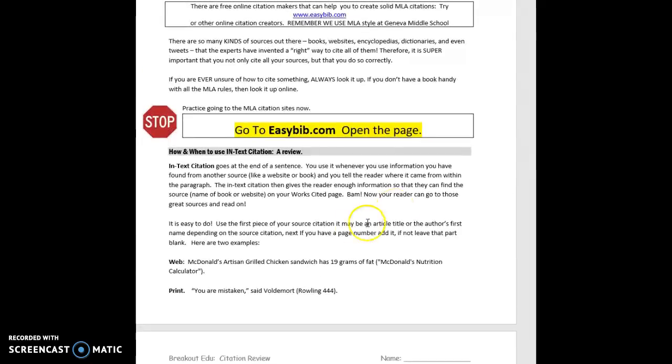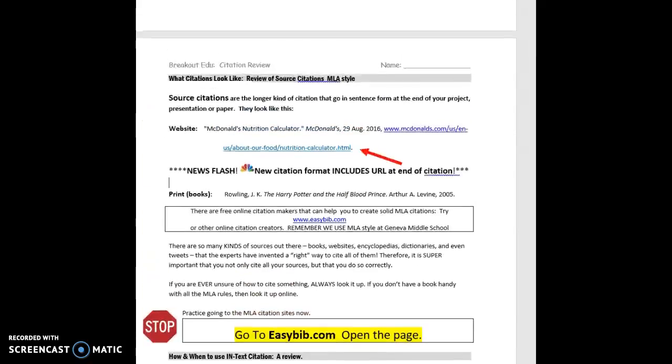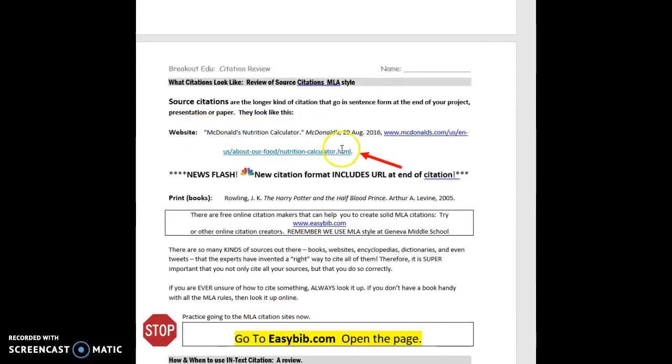Let's see an example here. All right, I was writing a paper about the nutritional facts of McDonald's, right? And I found out that McDonald's Artisan Grilled Chicken Sandwich had 19 grams of fat. I did not go to McDonald's and do laboratory tests myself on the Artisan Chicken Sandwich. I found that on McDonald's website. So my parenthetical citation stops right there when I use that fact and lets the reader know immediately where it came from. McDonald's Nutrition Calculator is the breadcrumb or the indicator that lets the reader now go back to the works cited page. And here's my source citation.